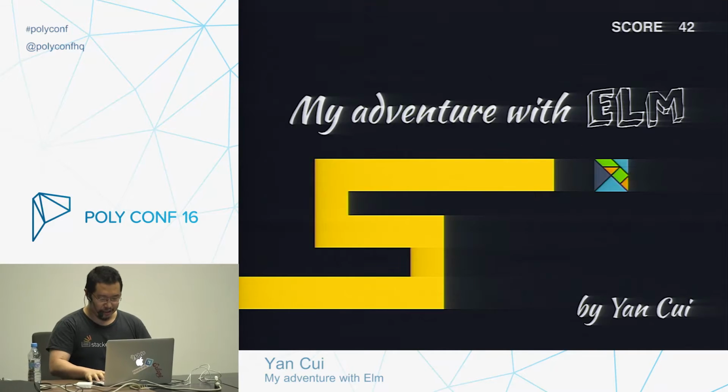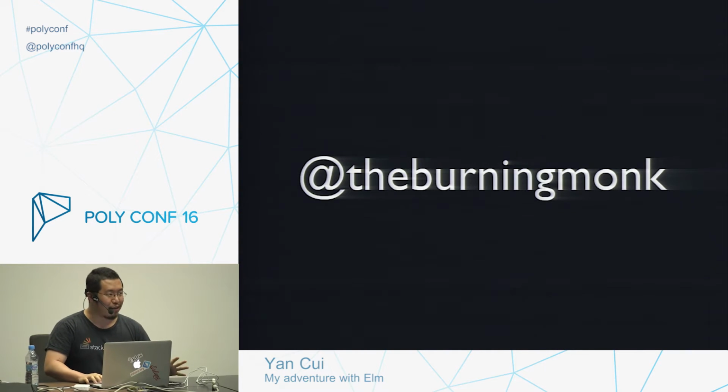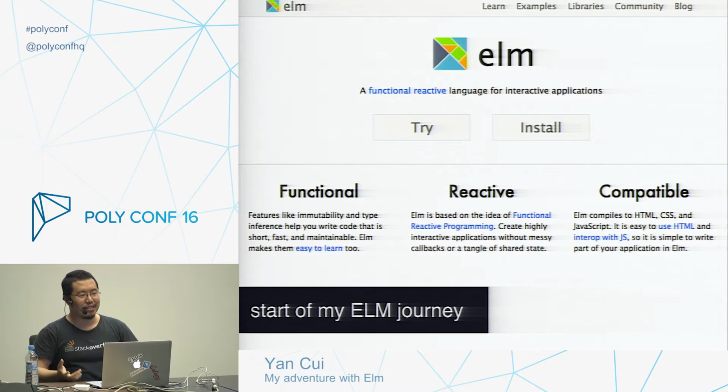As Zeist mentioned, my name is Yan, and I often go by the online alias of the Burning Monk because I'm a massive fan of Rage Against the Machine, best band ever. As for Elm, my adventure with Elm really started a couple of years ago, back when it was still describing itself as this functional reactive language for doing interactive web applications.